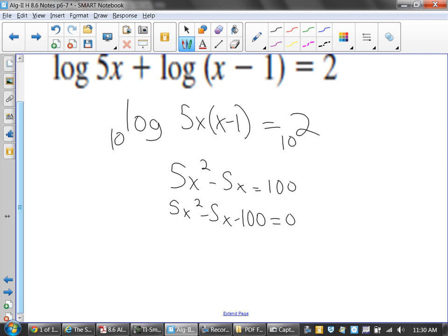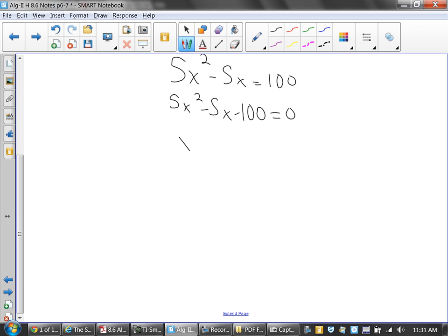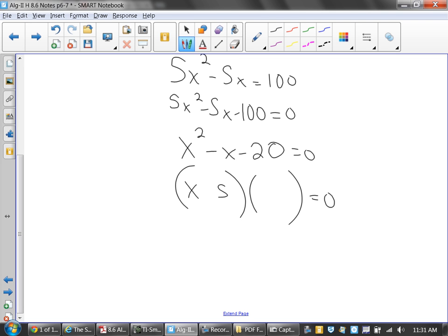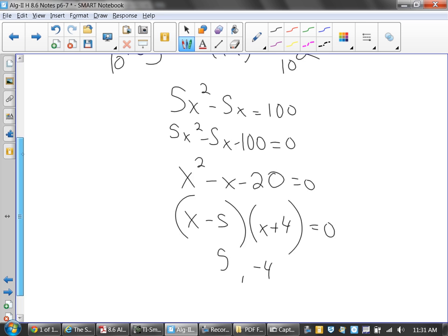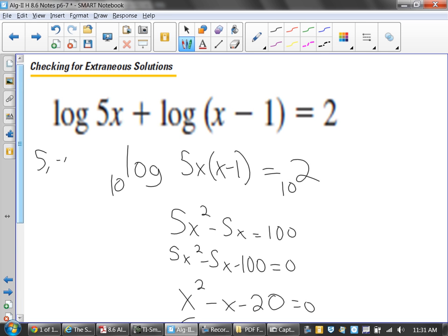Good. And the first rule of factoring is to always look for the GCF. Which one's which? -5 and +4. So your solutions are? But are they? Exactly. So now you just have to take those two solutions. You got to check it with 5 and -4.